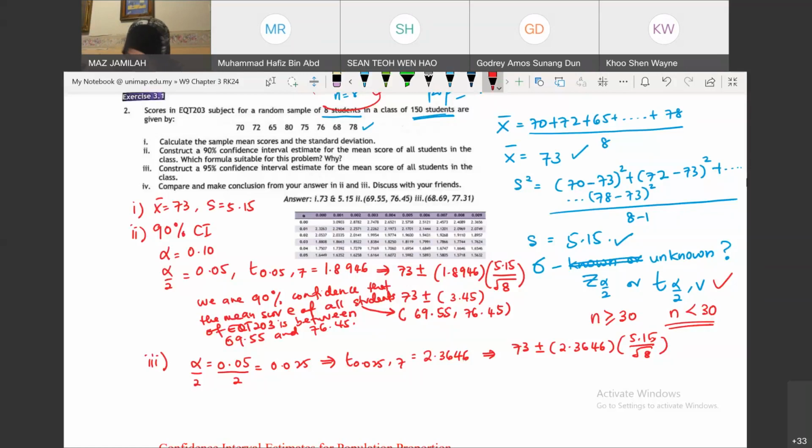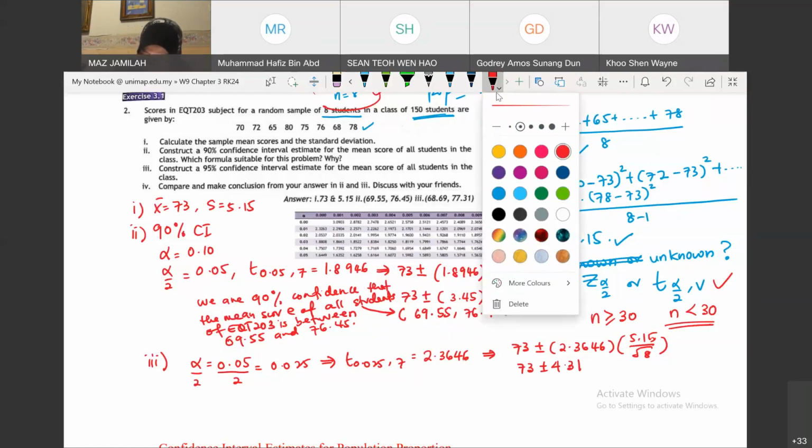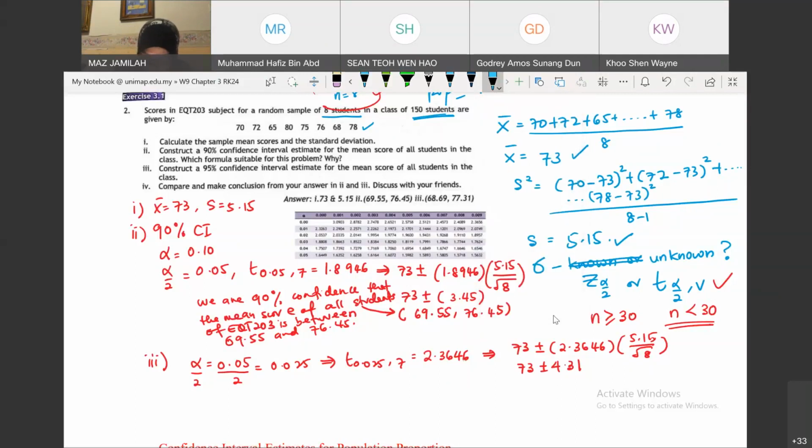4.31. Am I correct? 73 plus minus 4.31. So now you can see, class, when you are talking about 90%, the margin of error is small. When you talk about 95%, the larger the interval, you are talking about the larger margin of error.